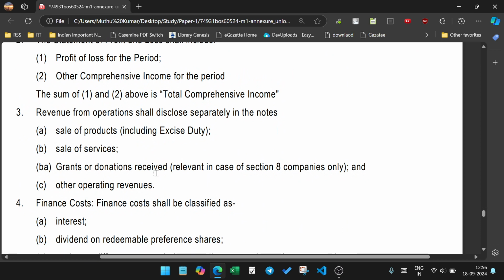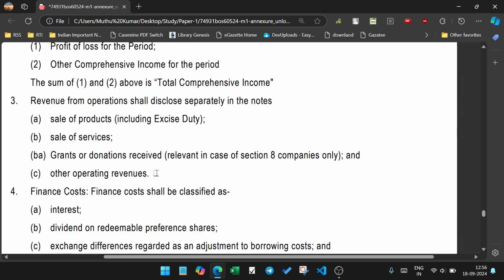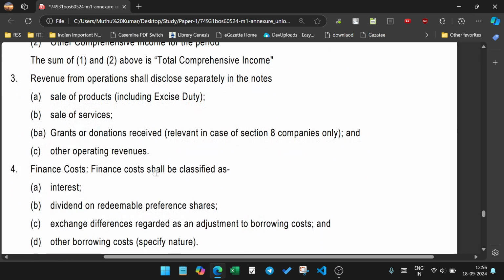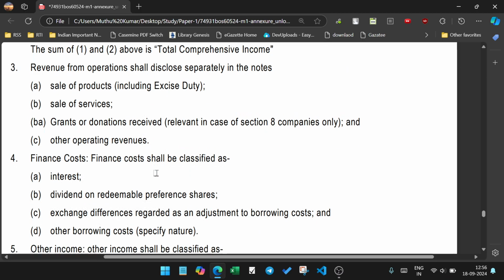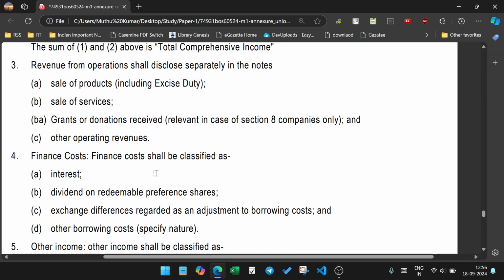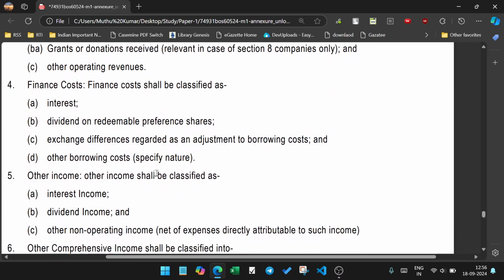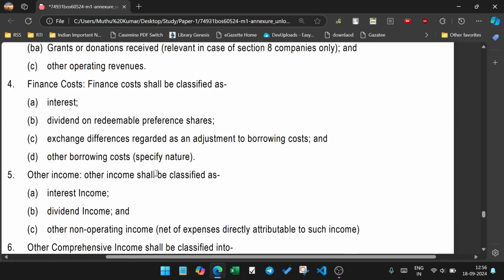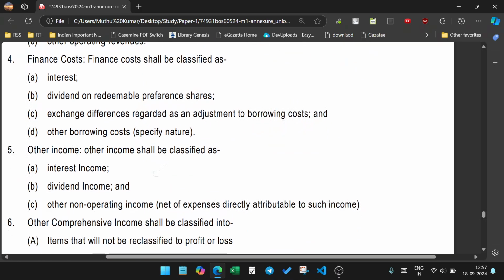Revenue from operations shall be disclosed separately, including sale of products including excise duty, sale of services, and grants or donations received, in the relevant case of Section 8 companies under the Companies Act, and other operating revenue. Finance costs shall be classified as interest, dividend on redeemable preference shares, exchange differences regarded as an adjustment to borrowing costs, and other borrowing costs.